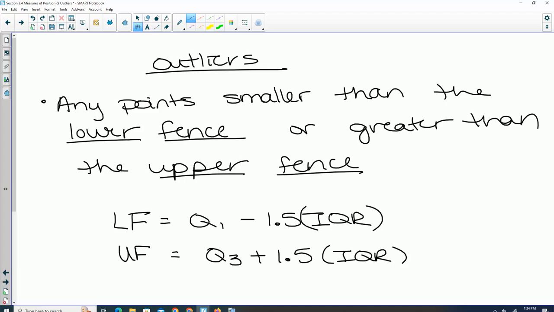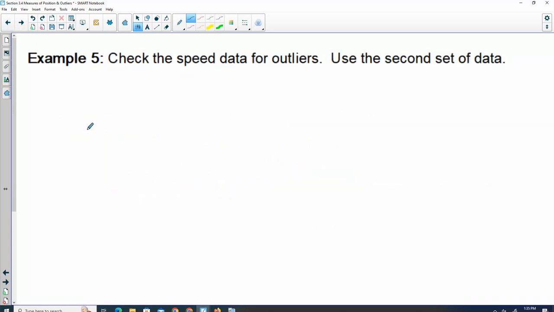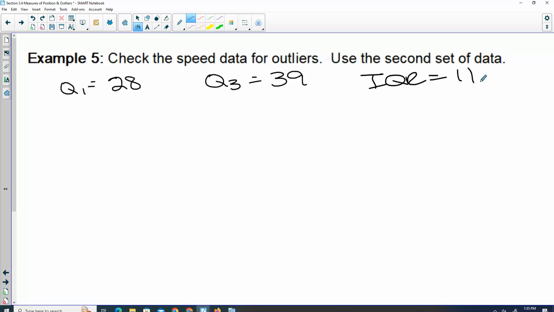So if I wanted to check my speed data for outliers, let's use that set with the 100 miles per hour. Okay, then what was the quartile 1 from that last set of data? It's probably still on your calculator. Quartile 1? 28. Quartile 3? 39. And the interquartile range was 11.